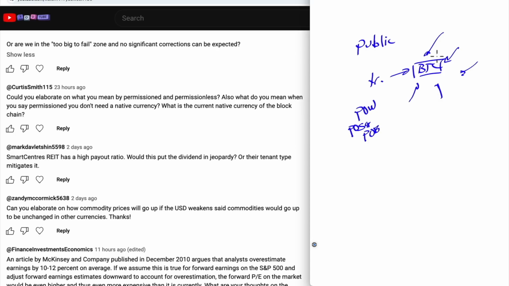But if it's private, in other words permissioned, it's not public. You have to ask to join it. You join it for some particular reason. Then you do have a centralized authority. It's still a blockchain and still has all the cryptographic features of the blockchain.